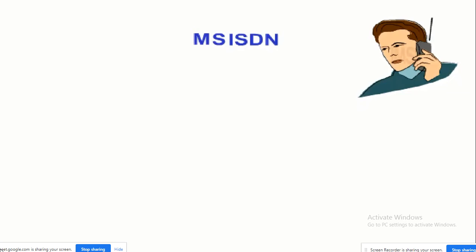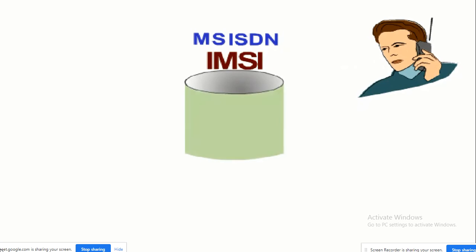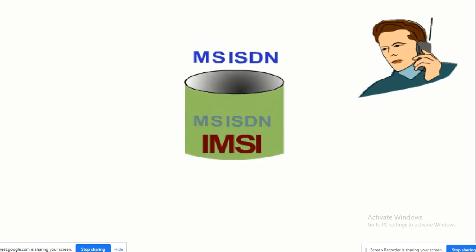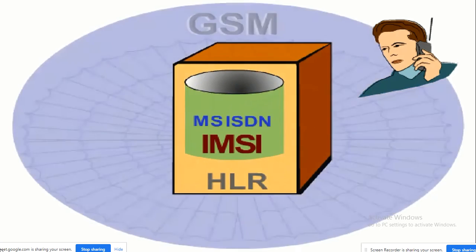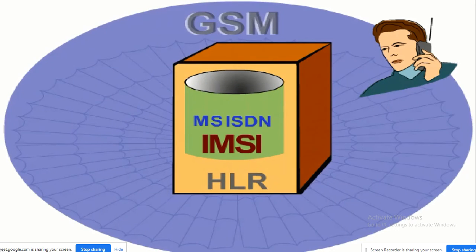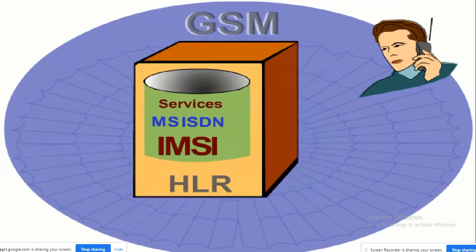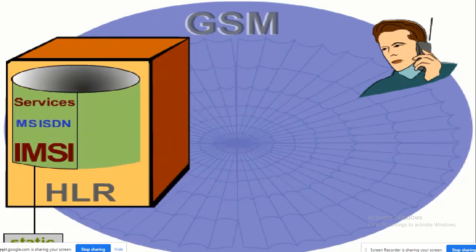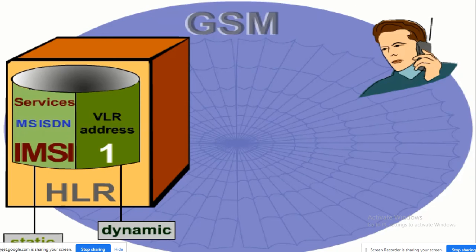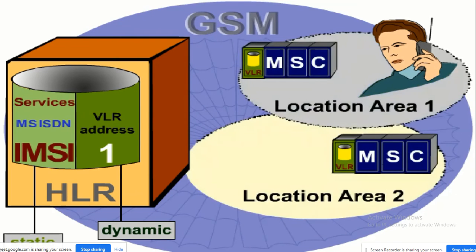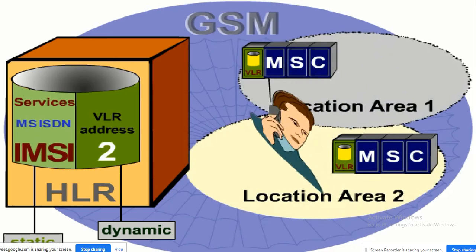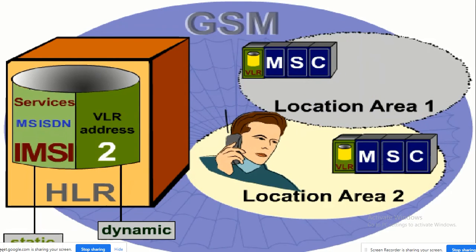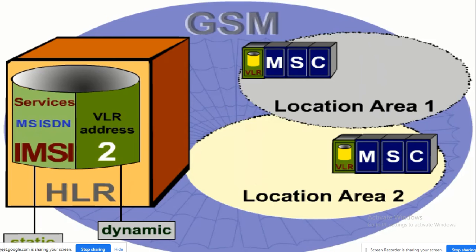MS-ISDN and IMSI are stored as permanent database entries in the Home Location Register, HLR, of the customer's home network. The HLR also contains information on the services for which the customer is registered. These are static entries. In addition, a database field is reserved for the current VLR address. This entry is dynamic and is updated depending on the location area that the subscriber is in. In this way, the HLR always knows the current location.